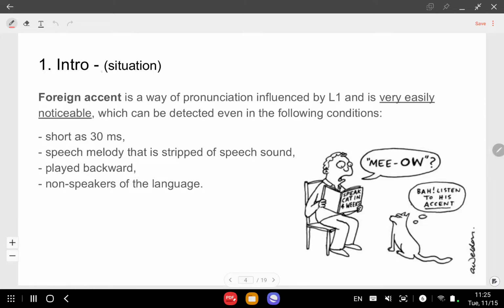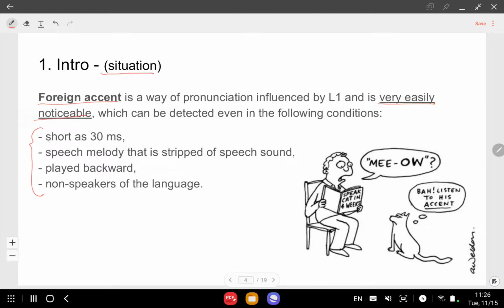Okay, so here's the introduction. First, I'm going to talk about the situation. Foreign accent is a way of pronunciation influenced by the speaker's L1, the first language or mother tongue, and is very easily noticeable, which can be detected even in the following severe conditions.